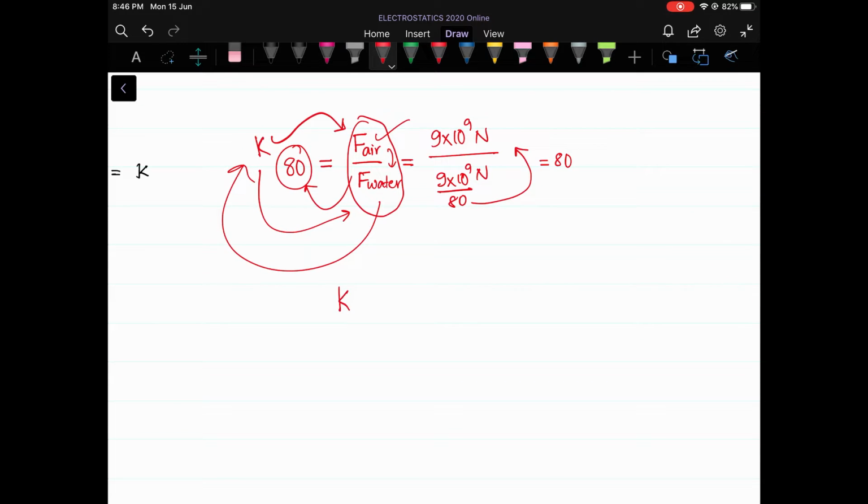Similarly, if I am writing the dielectric constant of mica, I must write the force between the two charges kept in air divided by the force between the two charges when they are kept in mica.